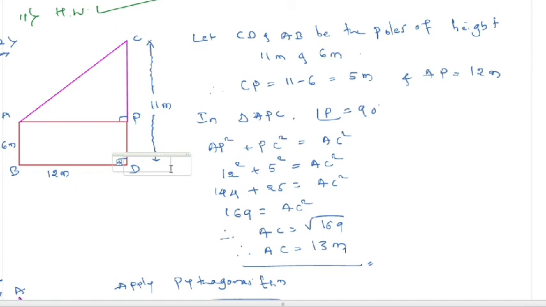In triangle APC, angle P is equal to 90 degree. According to Pythagoras theorem, we can write AC square is equal to AP square plus PC square. AP value is 12, so 12 square plus PC value is 5, CP or PC both being the same, 5 square is equal to AC square. 12 square is 144 plus 25 is equal to AC square. 144 plus 25 is 169 is equal to AC square. So, square root of 169 is 13. Therefore, AC is equal to 13 meter, which is the required solution.